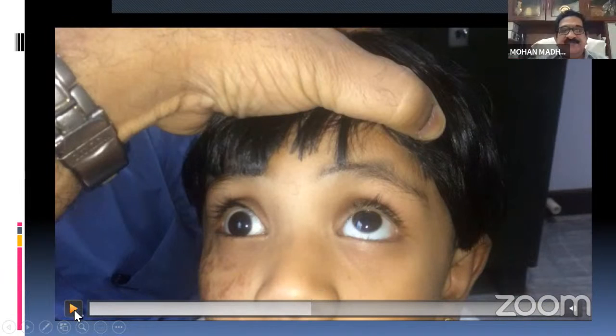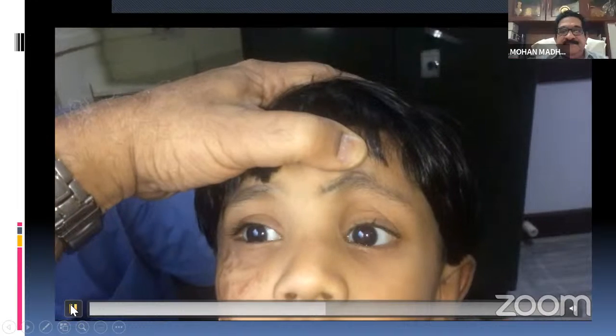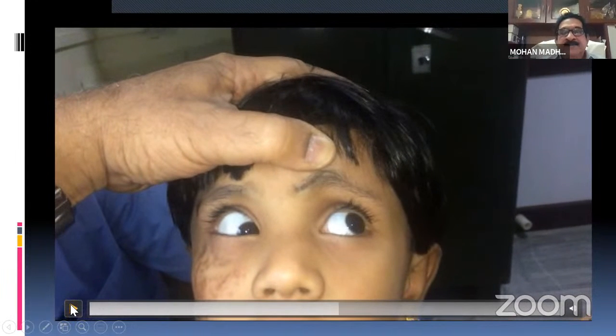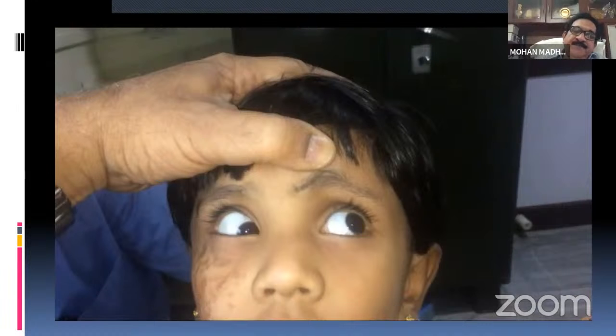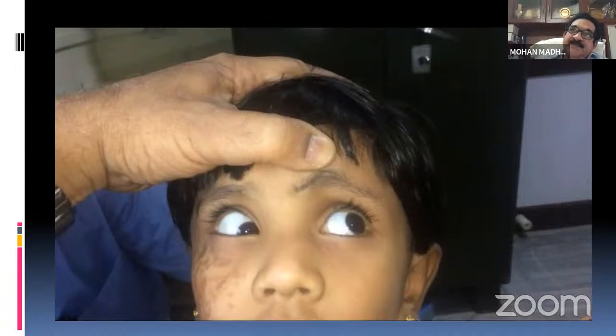And show that. So this is the position. Patient looking to the left side, the right eye is going down. If that should occur, two things should be happening.